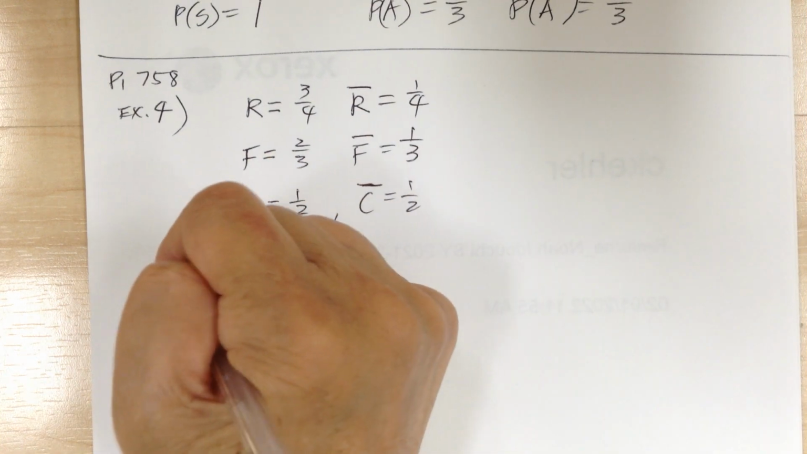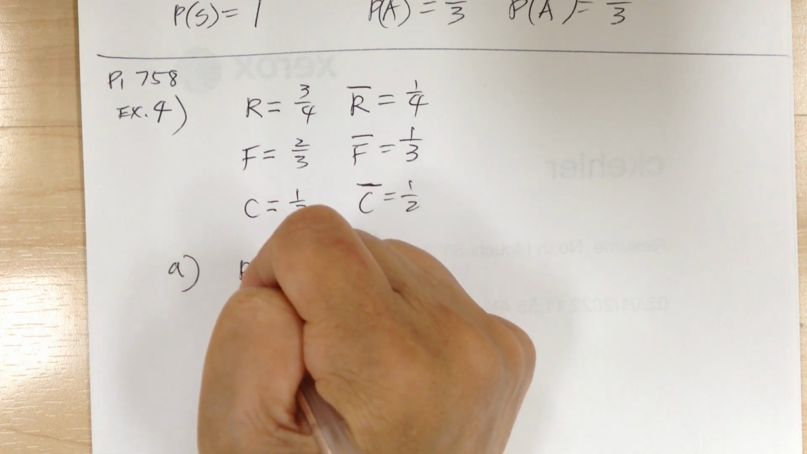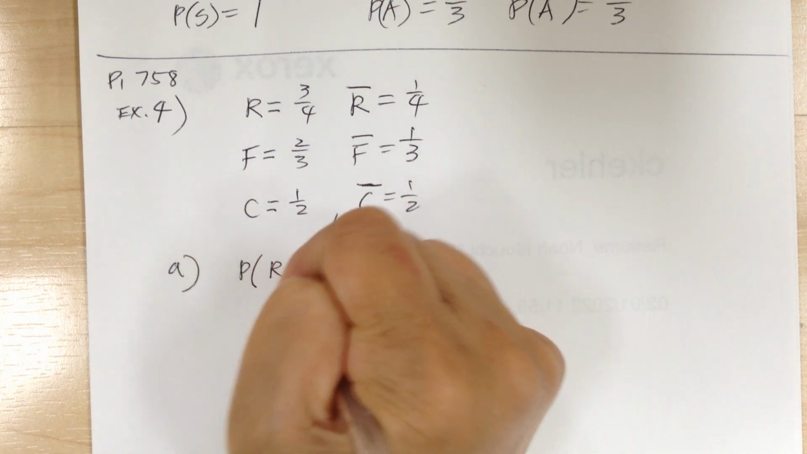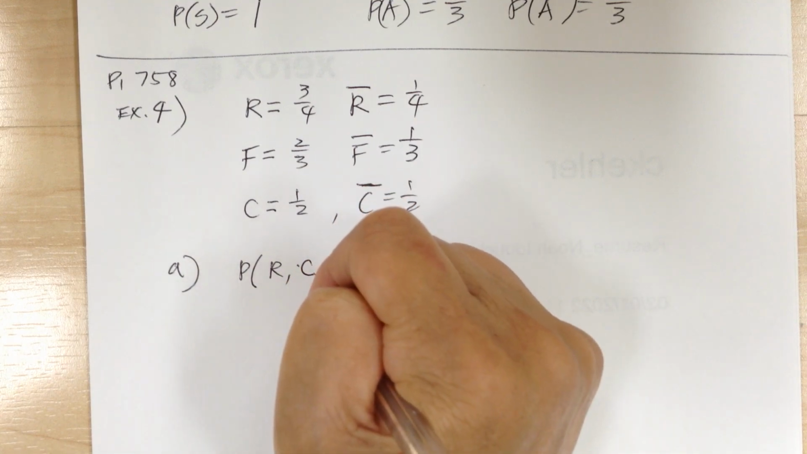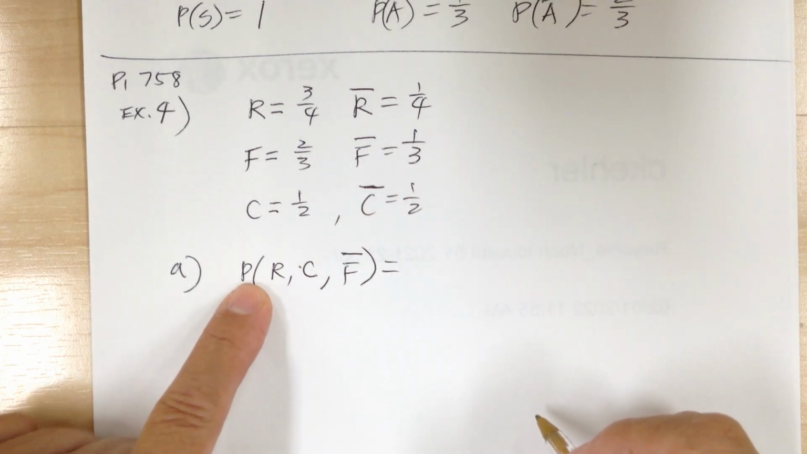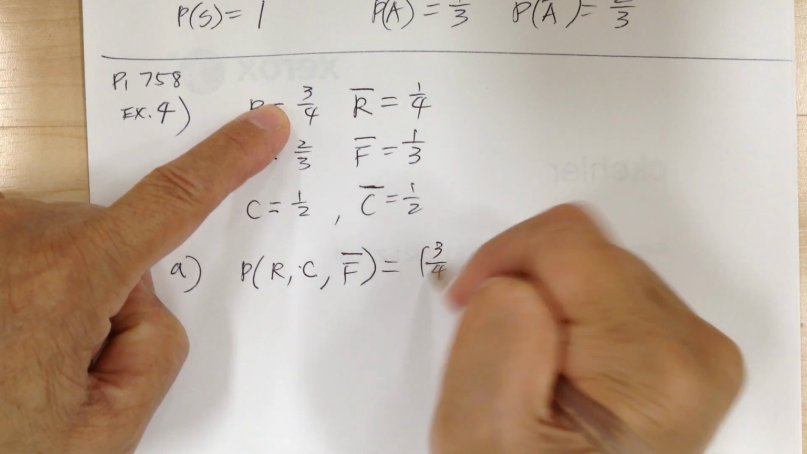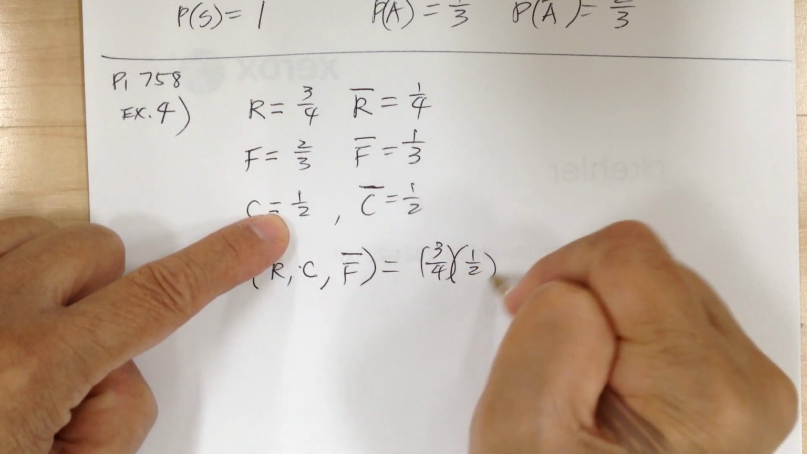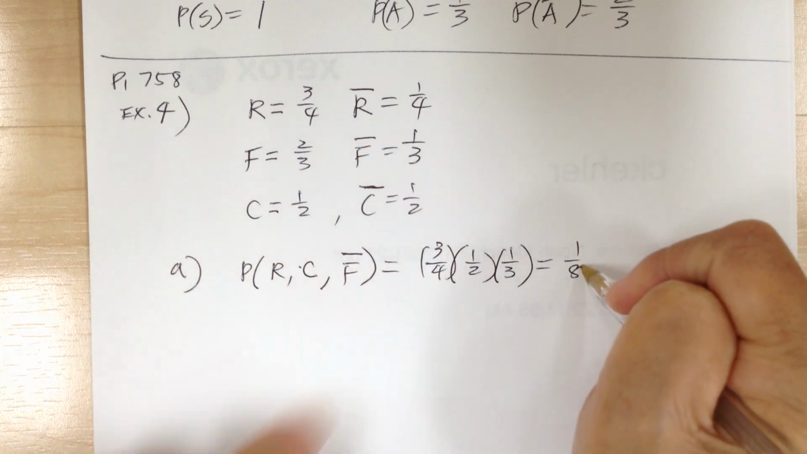Now for part A, you are looking for the probability that Ryan and Chan are selected, but Faye is not. So Ryan and Chan get selected, Faye is not. So you just do that. You get 3/4 times 1/2 times Faye is not, 1/3. So this is equal to 1/8.